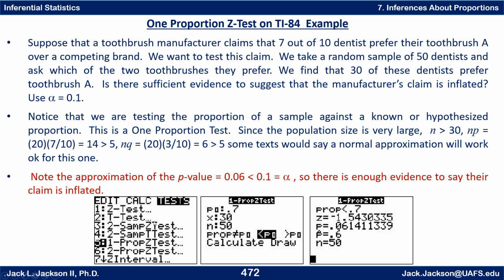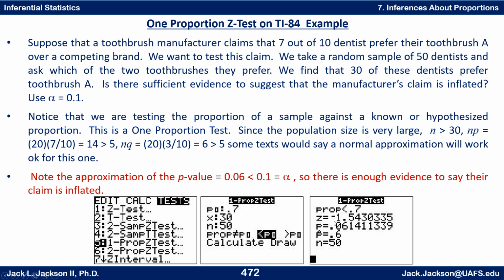So you just go to Stat, and then right arrow to Test. It's a one proportion Z test, so we choose number 5. P naught is 0.7, x is 30, n is 50, and the proportion less than is what we're going to use here because it's a left-tailed test. That's the alternative hypothesis. Hit Calculate, and it tells us again that proportion less than 0.7 is the alternative hypothesis.